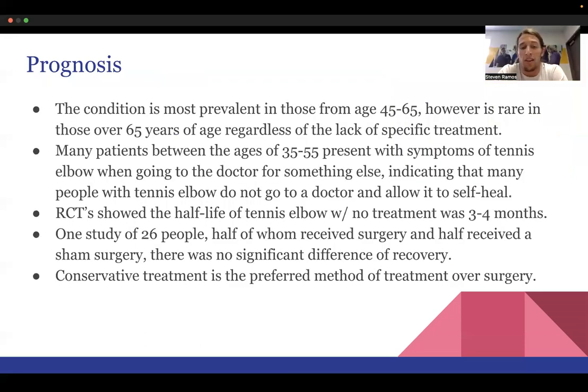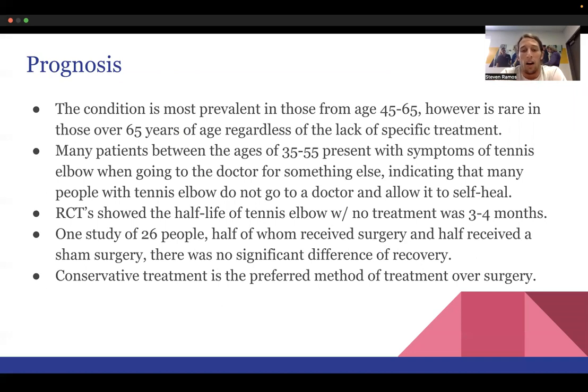For the prognosis, the condition is most prevalent between people of the age of 45 to 65. However, it's rare in those over the age of 65, regardless of treatment at all. So that speaks to the prognosis of the conservative treatment, because a lot of those people didn't treat or get a surgical procedure done at all. Patients between the ages of 33 and 55 present with symptoms of tennis elbow when they go to the doctor for something different than tennis elbow. So there's also a lot of people that don't go to the doctor for their tennis elbow, which speaks to the severity of the condition.